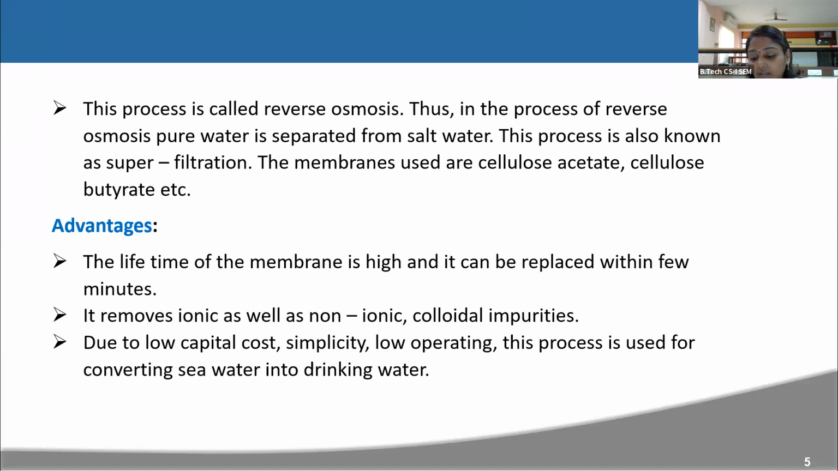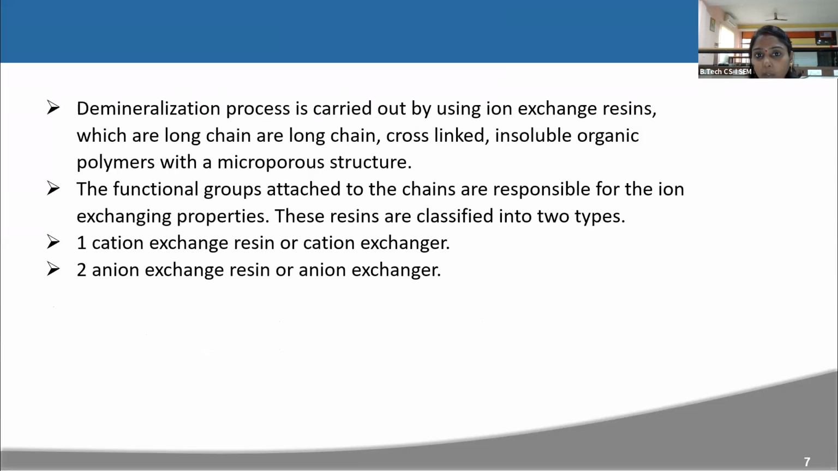Limitations and disadvantages. The membrane cost is very high. The three chemicals we use in the semi-permeable membrane are very costly, that's why the membrane cost is high. The membrane should withstand pressure of 20 to 100 atmospheres only. It won't allow high temperatures. 20 to 100, remember. And the next topic is ion exchange.